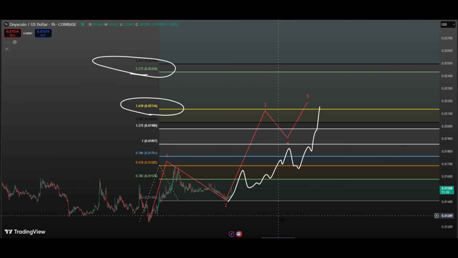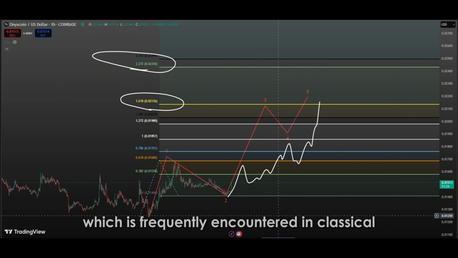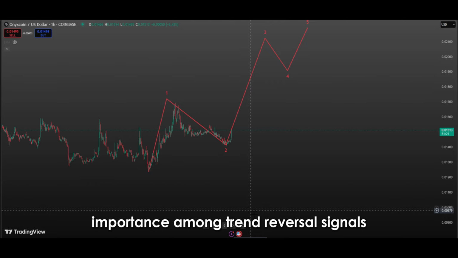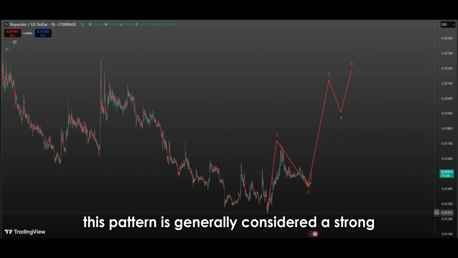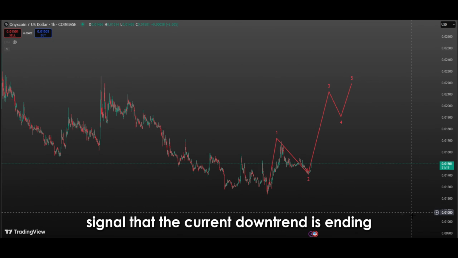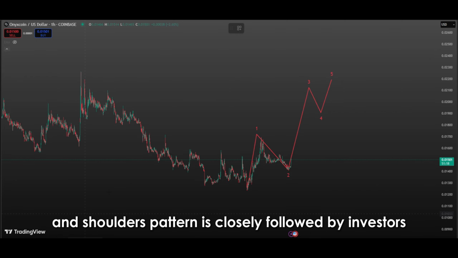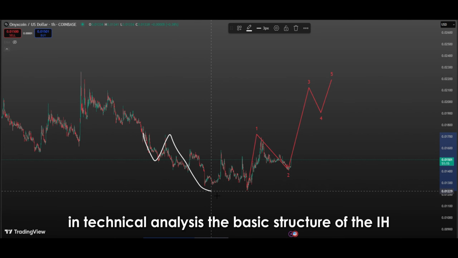Stay tuned. When the chart is examined in detail, it can be observed that an inverse head and shoulders, IH and S pattern, which is frequently encountered in classical technical analysis and holds significant importance among trend reversal signals, has emerged in the market structure. This pattern is generally considered a strong signal that the current downtrend is ending and a new upward trend may begin. The inverse head and shoulders pattern is closely followed by investors as one of the most effective and reliable reversal patterns in technical analysis.